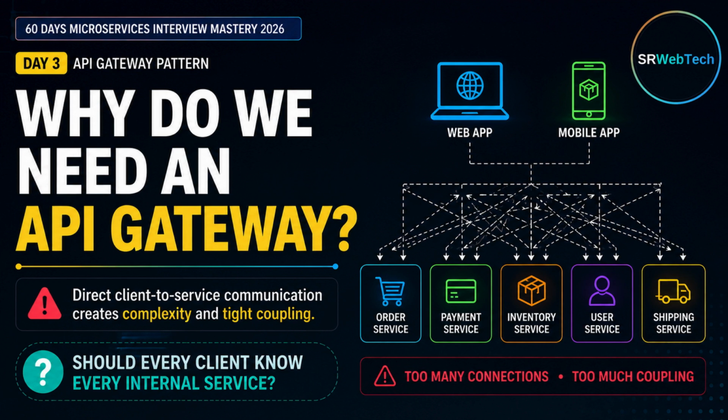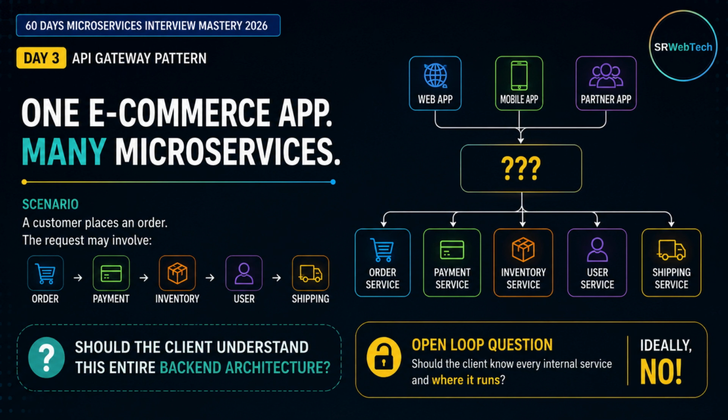In this video, we will solve that problem using the API Gateway pattern. Imagine an e-commerce application with order, inventory, payment, and shipping services. A single customer action may involve several microservices. If the web or mobile app calls each service directly, the client becomes tightly coupled to the backend. It must know which service to call and where it is running. As the system grows, this becomes difficult to maintain. So, should every client know the complete internal architecture?